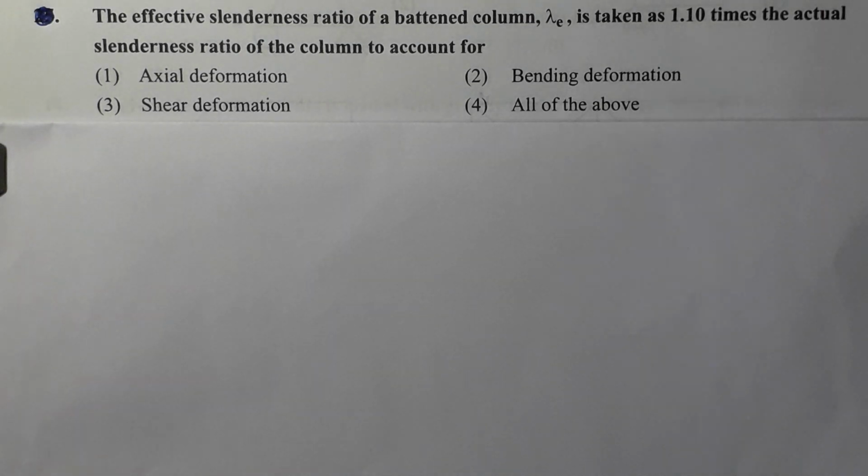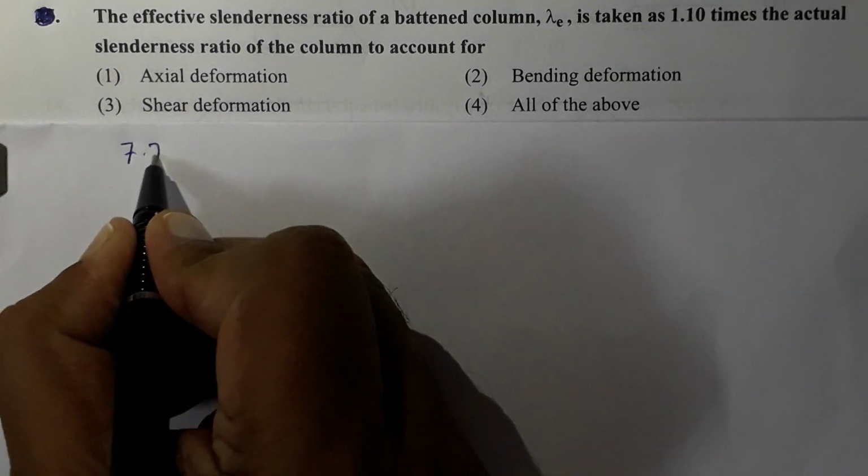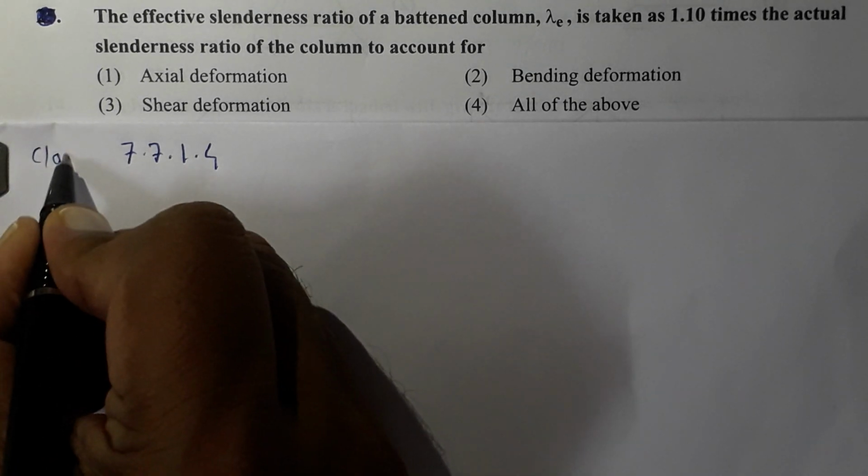Next question, the effective slenderness ratio of a battened column lambda e is taken as 1.1 times the actual slenderness ratio of the column to account for, and the 4 options are given. Again, to have the correct option, we will have to refer to IS 800 and the clause number 7.7.1.4. So this is the clause number.